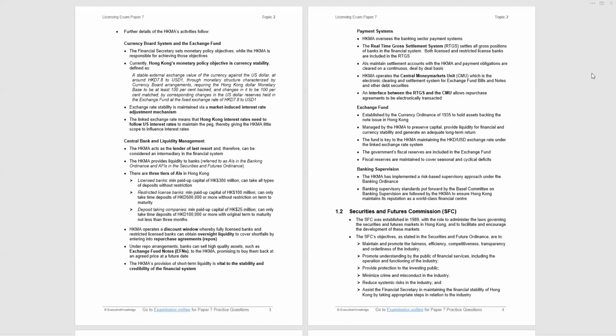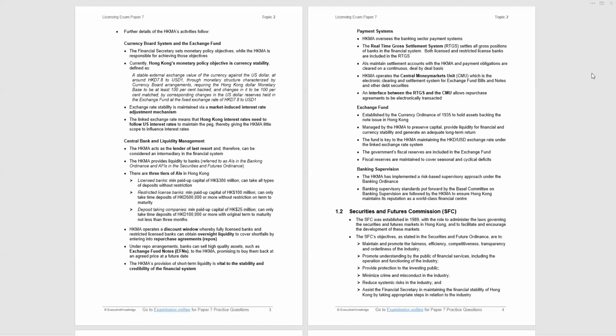Now, the Hong Kong Monetary Authority also operates the Central Money Markets Unit, the CMU, which is the electronic clearing and settlement system for exchange fund bills and notes and other debt securities. And we're told there is an interface between the RTGS and the CMU, allowing repurchase agreements to be electronically transacted. And we talked about the repo transactions in the previous section. Be aware of those payment systems. You don't get examined on these in any of the papers except paper 7. So paper 7 is where you could get a question on RTGS or CMU.